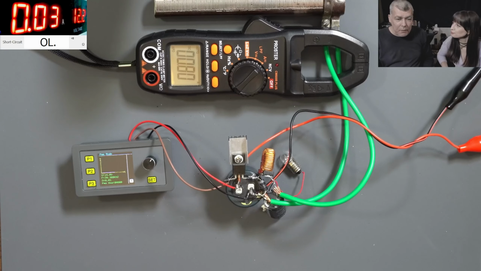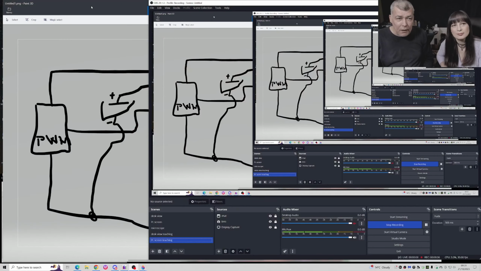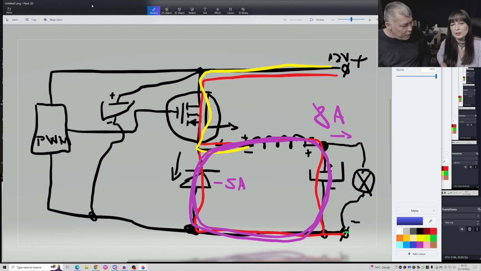Okay, so last time we learned about the buck converters, right? Which is power supplies, right? So this one is changing the voltage into the current. You trade the voltage for the current. Let's test it one more time.